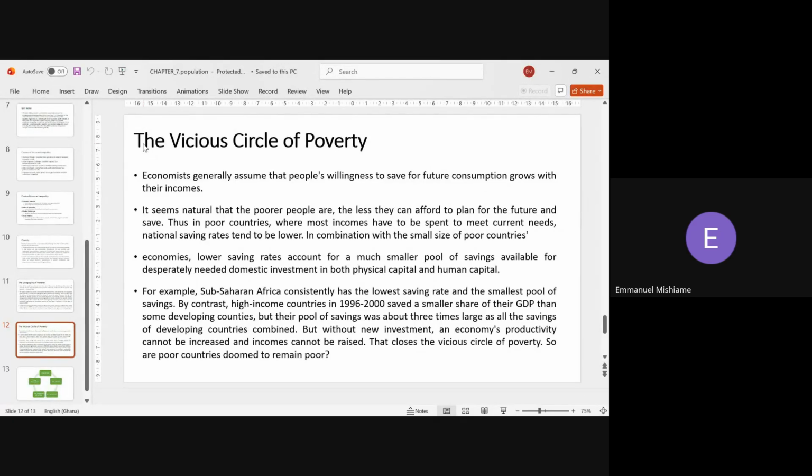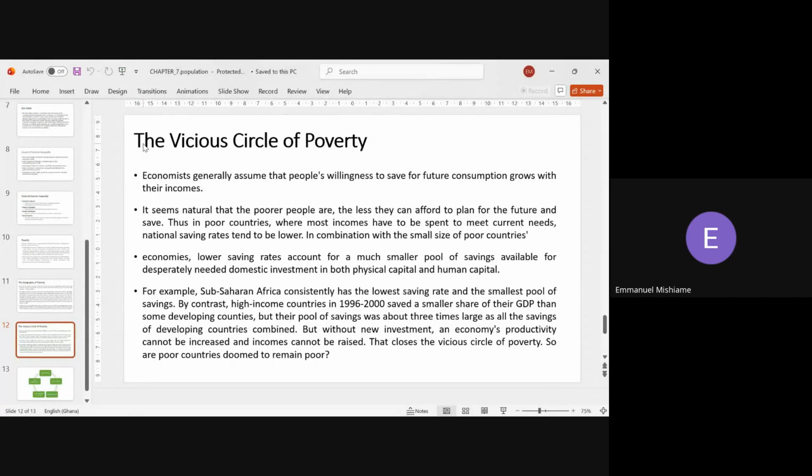Economists generally assume that people's willingness to save for future consumption grows with their incomes. So what this essentially means is that how much you are willing to save depends on how much you earn. And this is to an extent true, because the higher you earn, the more you will be able to save.